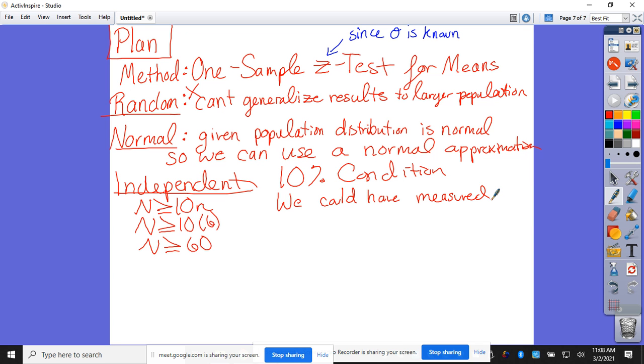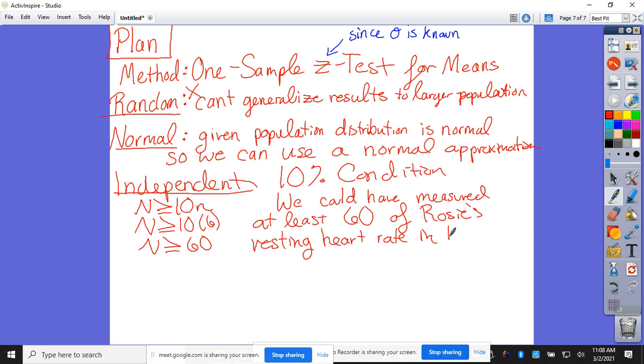So we could have measured at least, and it would probably make more sense to say her heart rate at least 60 times, but I'm not worried about the wording here. So we could have measured at least 60 of Rosie's resting heart rate in the last 6 weeks. The biggest thing is you correctly type back into what you define as population.